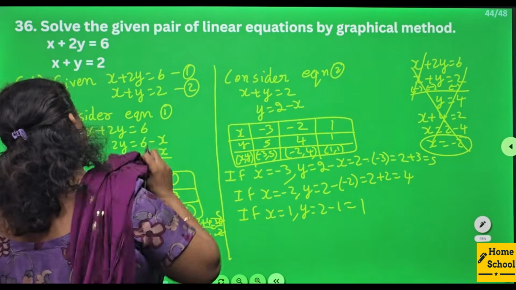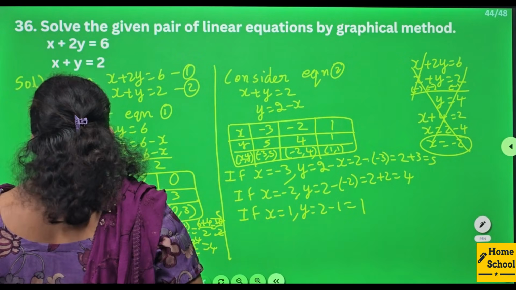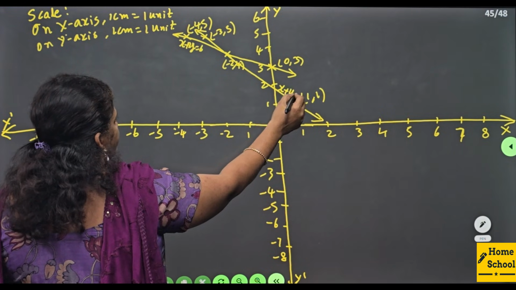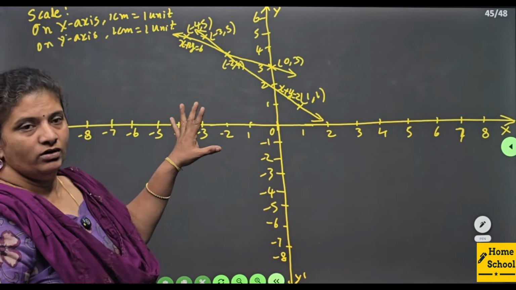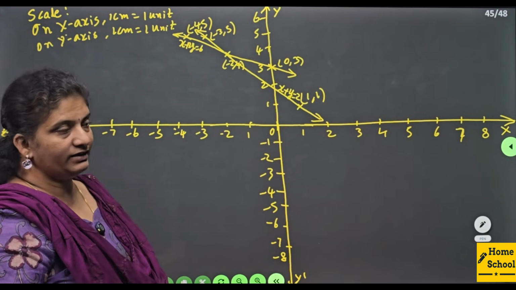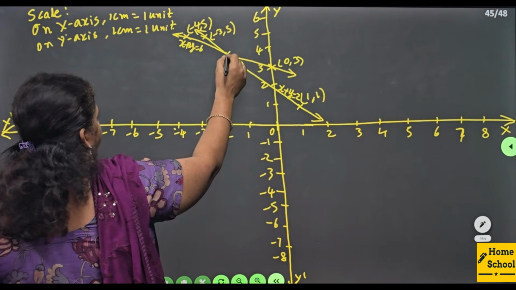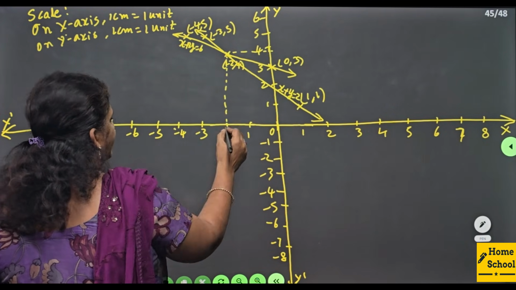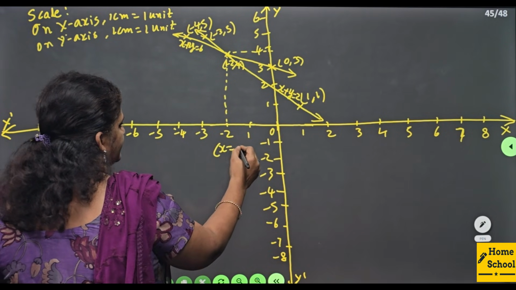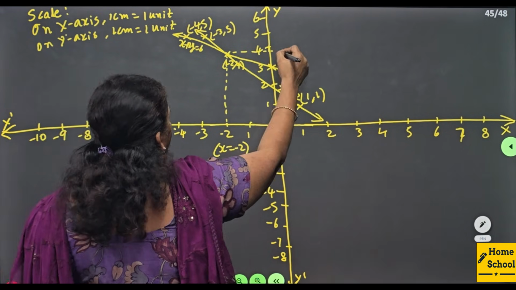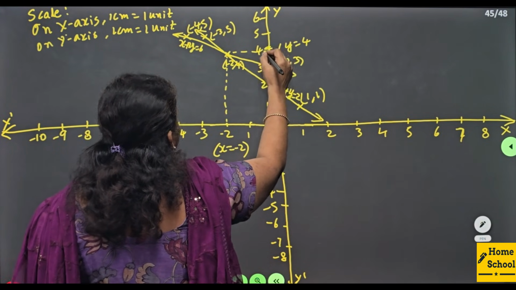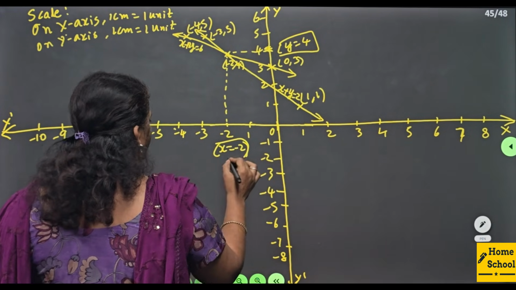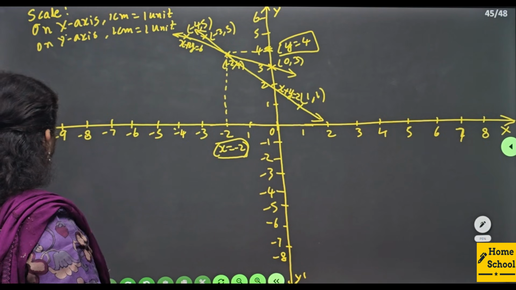X plus y is equal to 2. Therefore, where the two lines are intersecting, the two lines are intersecting at the coordinate minus 2 comma 4. Do the perpendicular with a dotted line. Where it is intersecting at x-axis, x is equal to minus 2 and here y is equal to 4 is your answer. Right? So, now move to the paper where you have done.